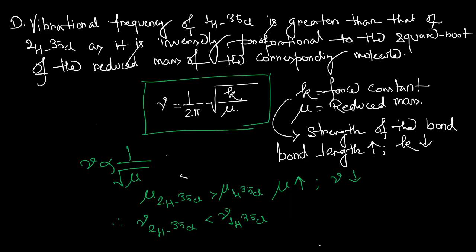Now let's look at the last option. The vibrational frequency of 1H35Cl is greater than 2H35Cl, as it is inversely proportional to the square root of the reduced mass of the corresponding molecule. That's what I told here. Okay, with this the option can be the correct one. Okay, now let's look at the fourth question.